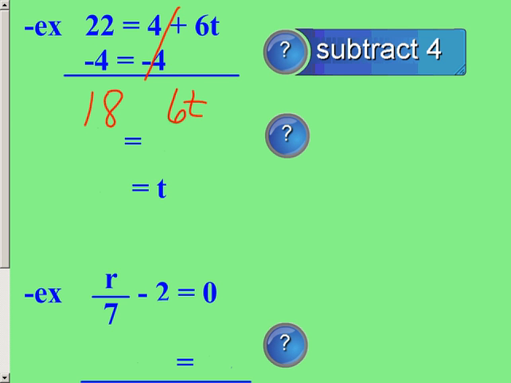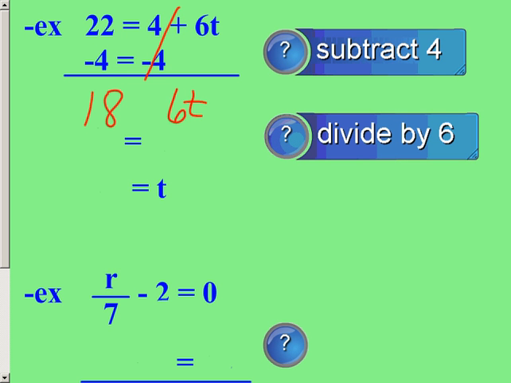Now we need to get rid of the times 6, so we're going to divide by 6 on both sides of the equation. So when we do that, we're going to divide by 6 here, divide by 6 here. Times 6 and divided by 6 cancel each other, leaving us with just t equals 3. 18 divided by 6, which is 3.